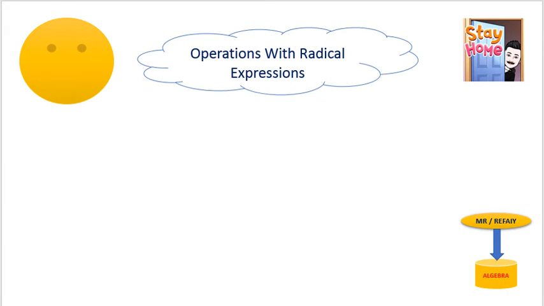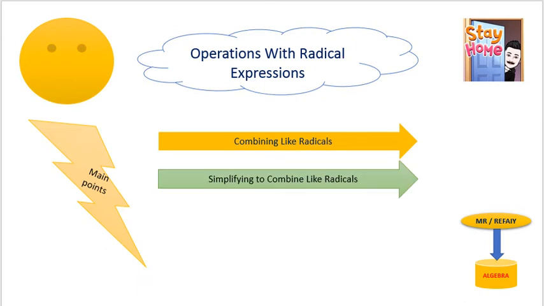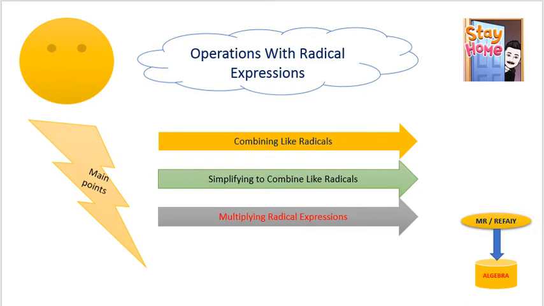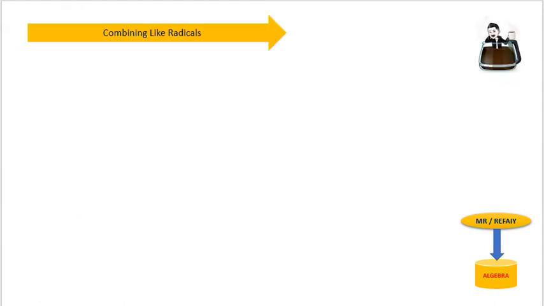Okay, this lesson is operations with radical expressions. In this lesson we have main points. The first main point is combining like radicals, and the second one is simplifying to combine like radicals. Number 3, multiplying radical expressions. Number 4, rationalizing radical expressions. Let's start with the first one, combining like radicals.